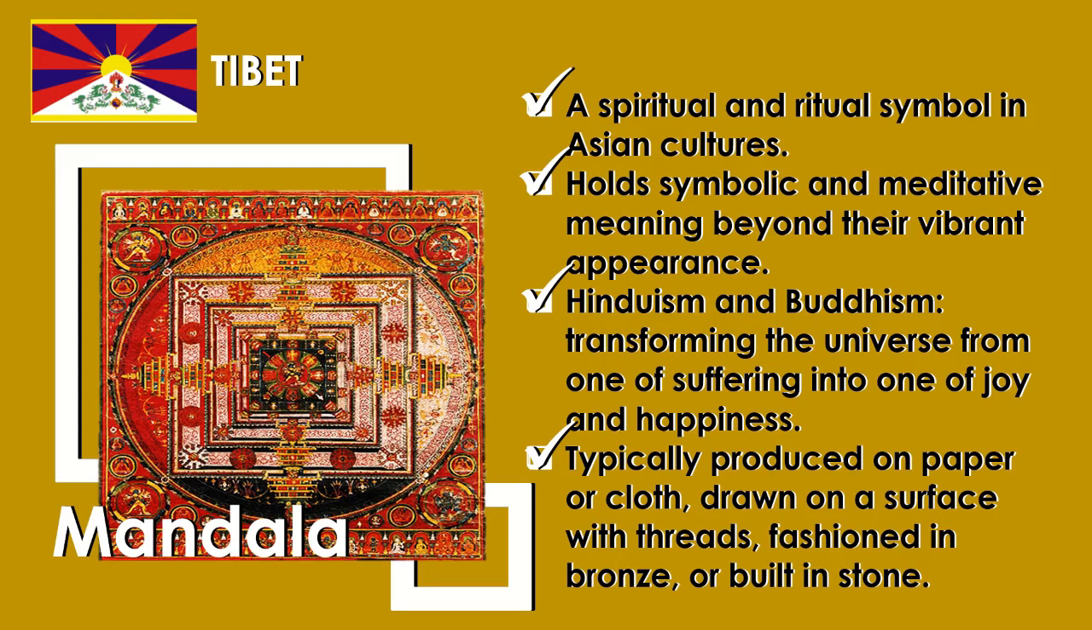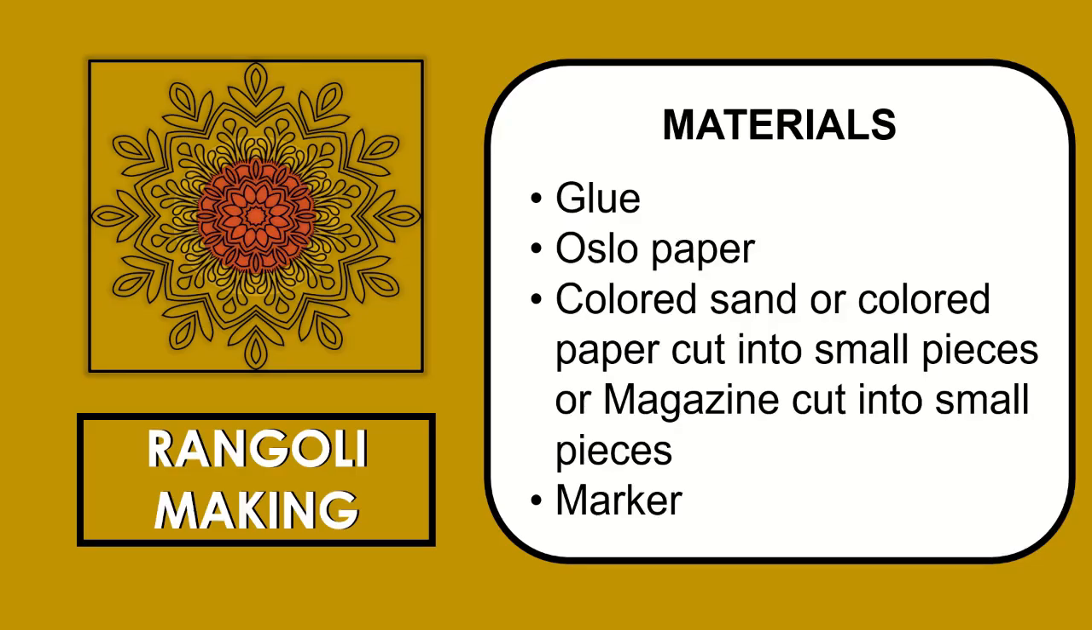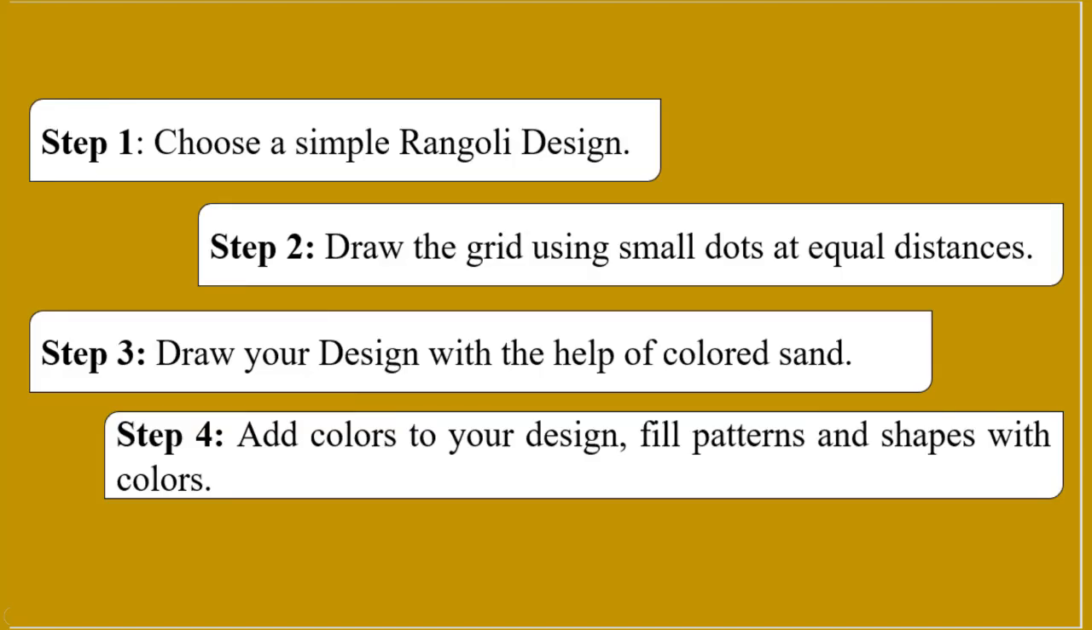Now we're done with our discussion. Let's have our activity. Today's activity is about Rangoli making, which is based from India. Here are the materials you'll be needing: glue, Oslo paper, colored sand or colored paper cut into small pieces, or magazine cut into small pieces, and marker. Ready? Here are the steps.